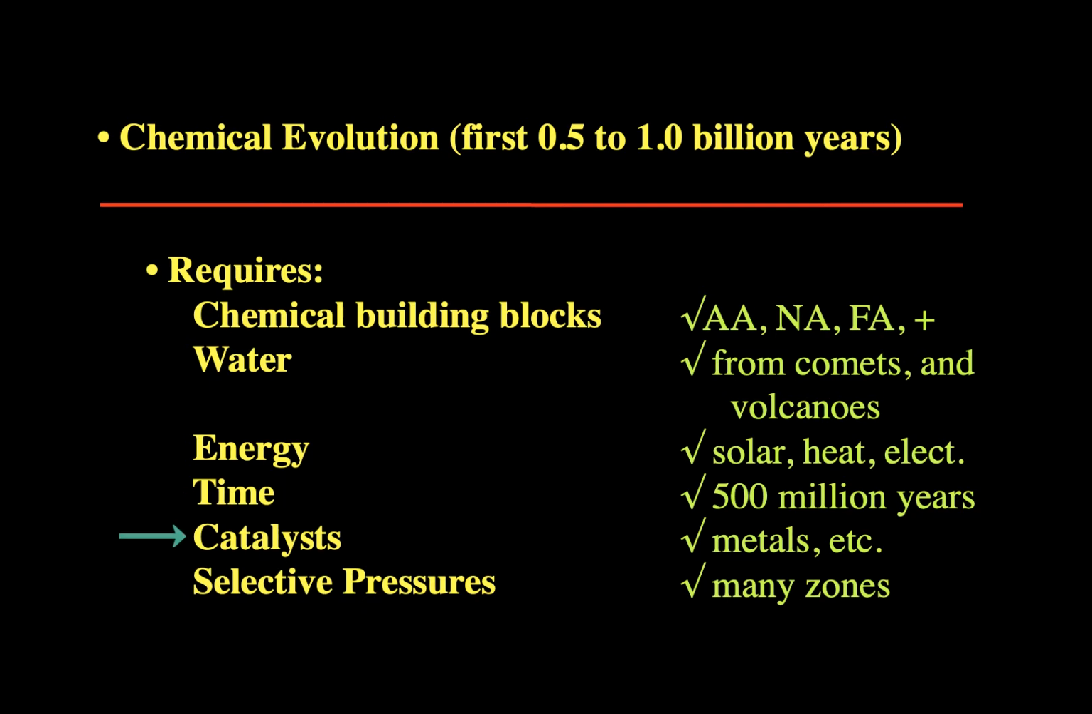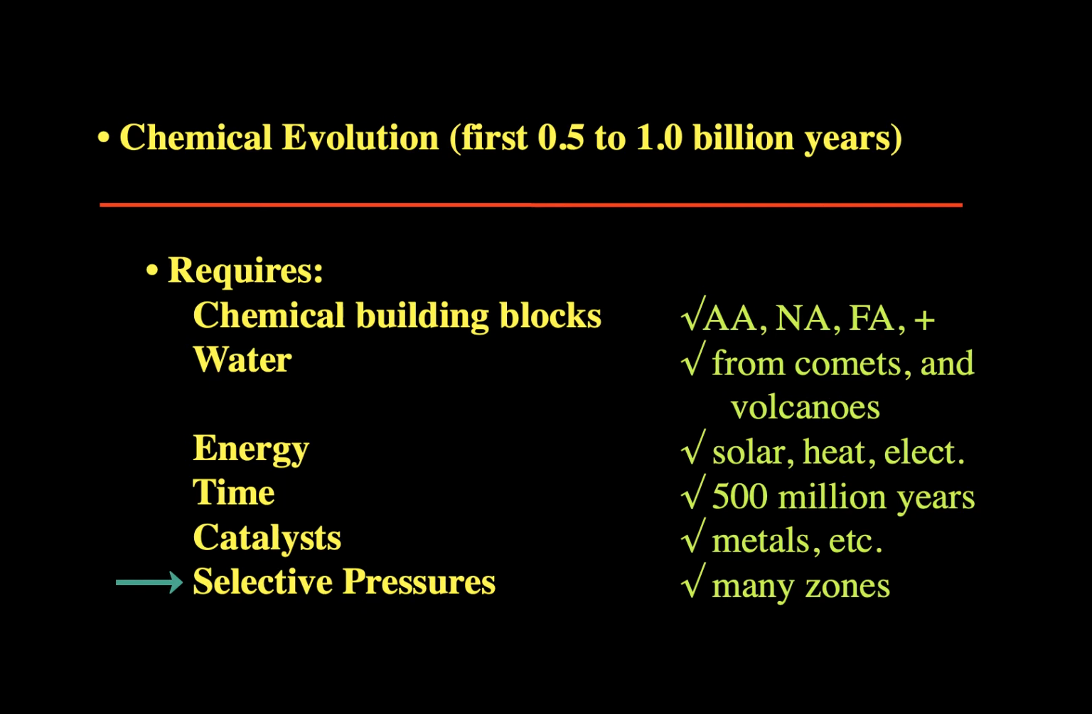Catalysts also probably played an important part, and these are some metals that are catalysts for certain reactions that were important to development of living systems. And then there were selective pressures, many zones, which would lead to encouraging, at least eventually, these self-replicating organisms that became biological organisms that we know today.